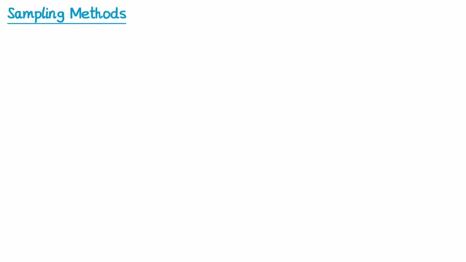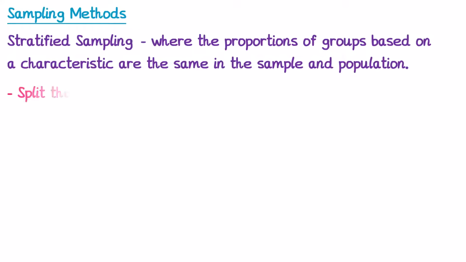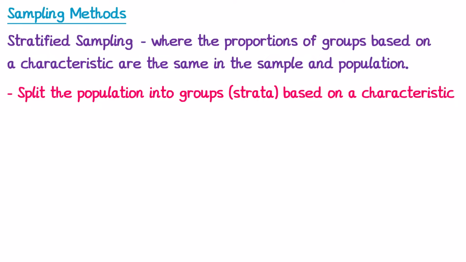Now let's have a look at the next sampling method. This one is called stratified sampling. Stratified sampling is where the proportions of groups based on some characteristic are the same in the sample and the population. To do this, we split the population into groups, which we call strata, based on some characteristic. This characteristic might be gender, eye color, age, basically anything you can do to categorize the population into different groups.